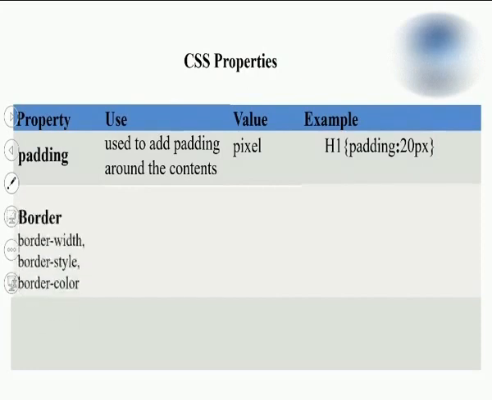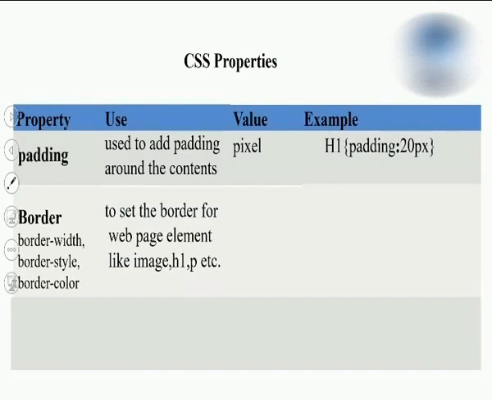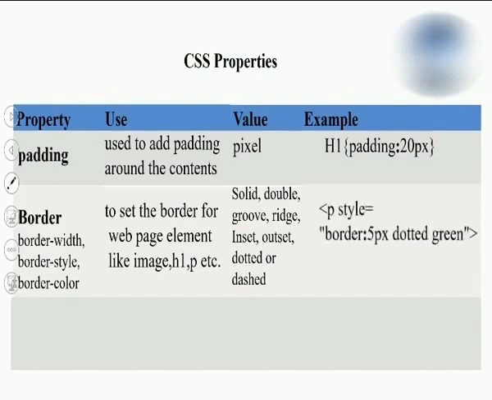Now here the border property is there. The border has border width, border style, or border color. You can specify any of it. You can specify a border to your web page element, for example, for an image or for a heading or for a paragraph. You can specify values as solid, double, groove, ridge, inset, outset, dotted or dashed. Any of these values you can specify for the border. For example, for the paragraph, if I want a dotted border with a green color. So this 5 pixel will be its width.